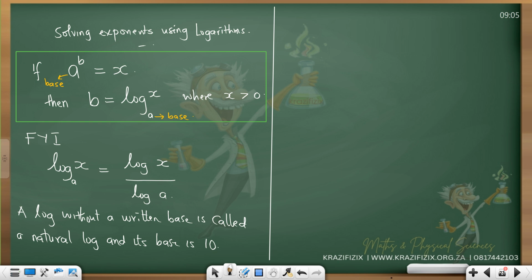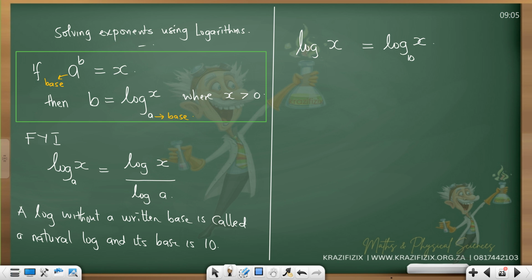Log x base A can be written as log x over log A. So what I'm saying is log x is the same as log base 10 of x. But we don't write the 10. It's a natural log. And I'm going to show you on your calculator what all of this will do. Are you ready for me? So I can use this to solve questions where I cannot convert to an exponent.